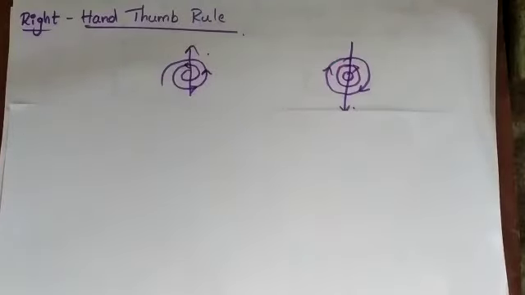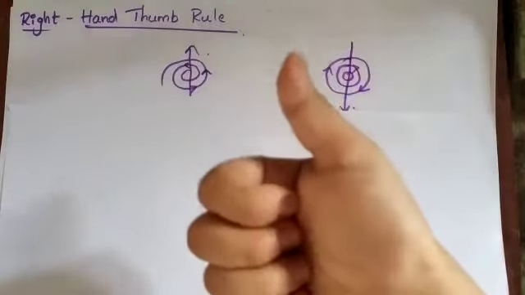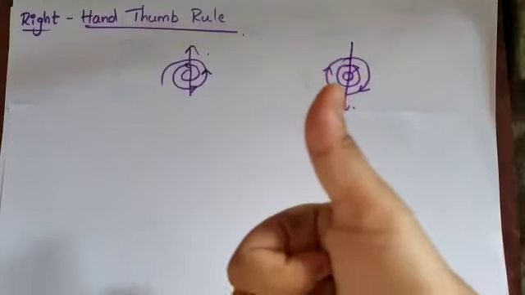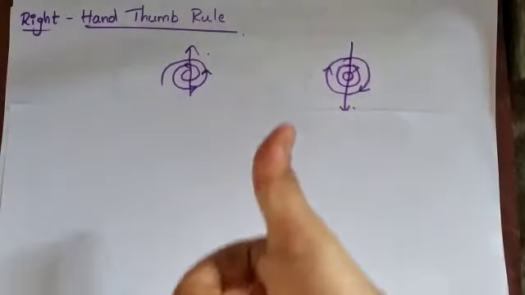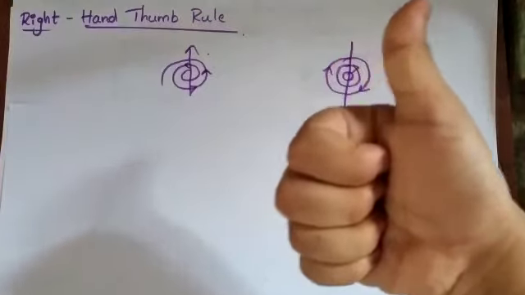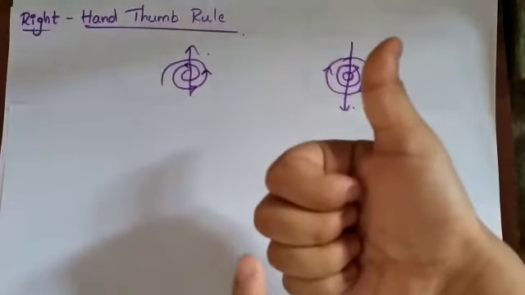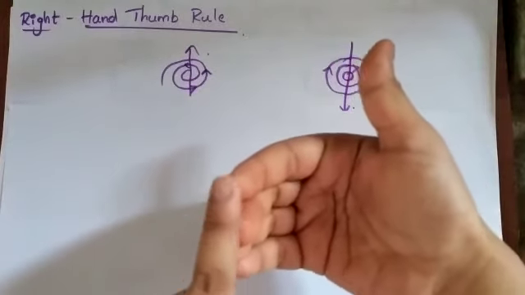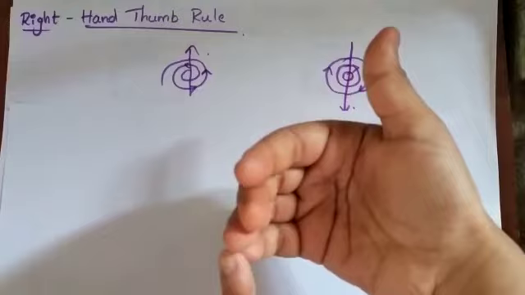For the right hand thumb rule, you have to take your right hand. This is your right hand and this is the thumb. The thumb shows the direction of current, in which direction current is flowing. So current is flowing in the upward direction, like this. Okay, when current is flowing in the upward direction, these fingers show the concentric circles of the magnetic lines.